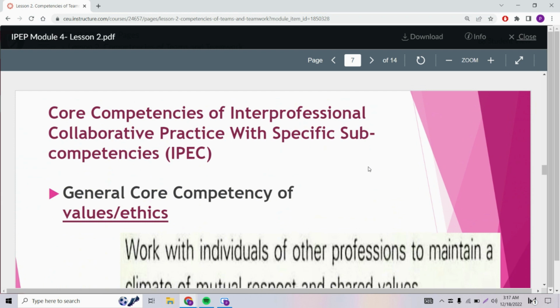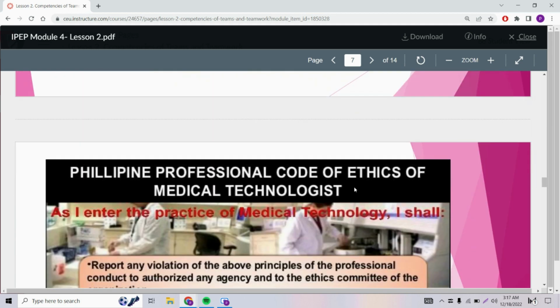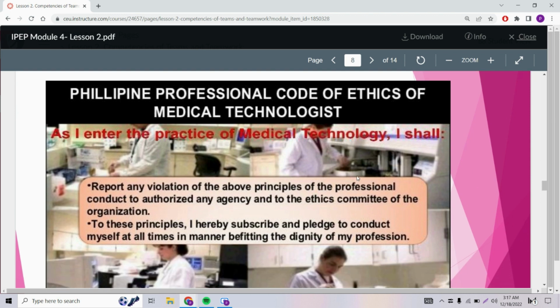Na meron tayong tinatawag, class, na core competencies. Ano ba itong mga core competencies na to, class? One of those is values and ethics. You're going to work with individuals of other professions to maintain a climate of mutual respect and shared values. So naalala niyo yung code of ethics, class.